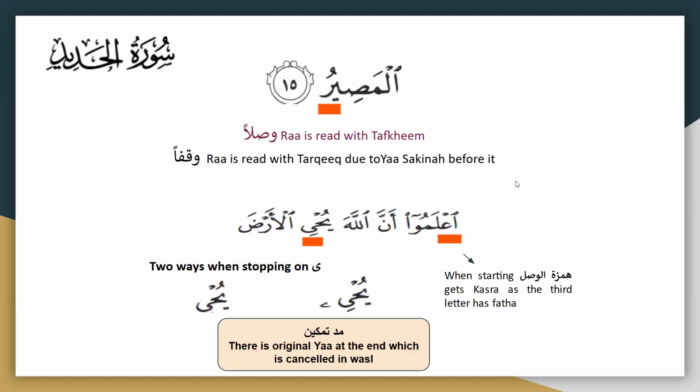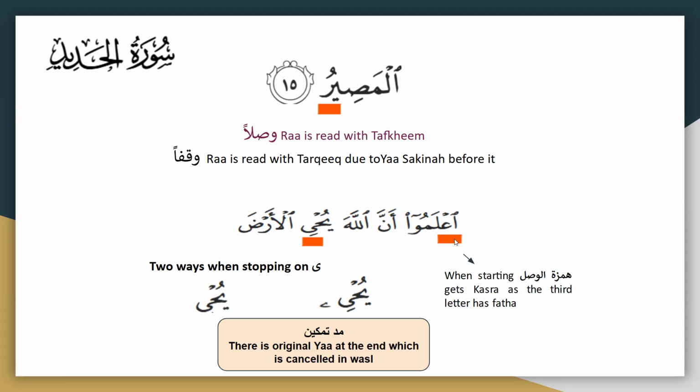In Surah Al-Hadid, we have the word Al-Masir. When you're stopping, you make the tarqiq because of the mad ya before it. But waslan, when you're continuing, the ra is carrying a dhamma, so it will be read with full tafkhim.